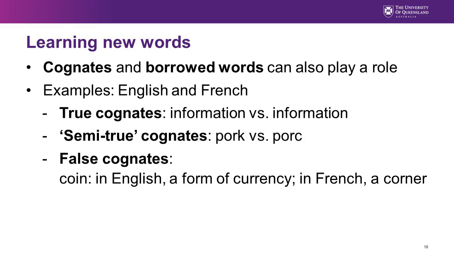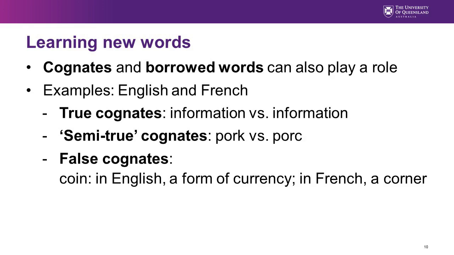Let's look at some cognates of English and French. An example of true cognates is information and information, which look identical in both languages and also refer to the same thing. A semi-true cognate is one where the French and English words are spelled the same, and part of the meaning is similar, but part is different. For example, the French word porc shares a definition with pork in English in that it refers to the flesh of a pig, but this word also refers to the animal itself in French, whereas in English you would have to say pig.